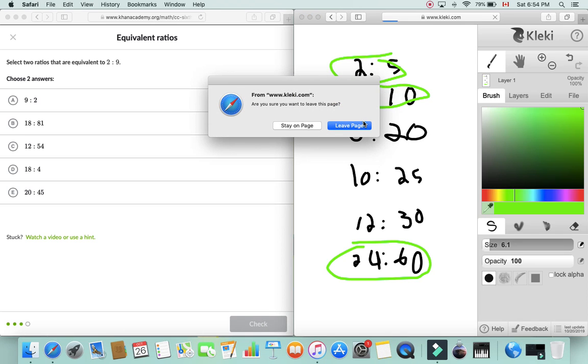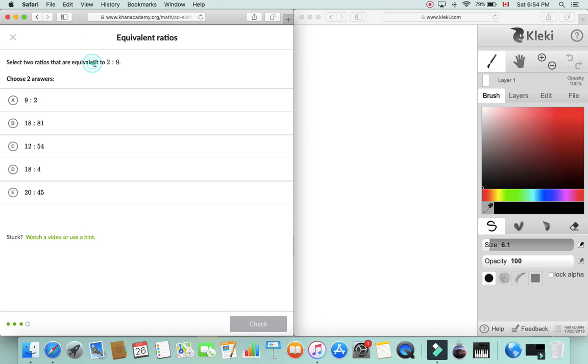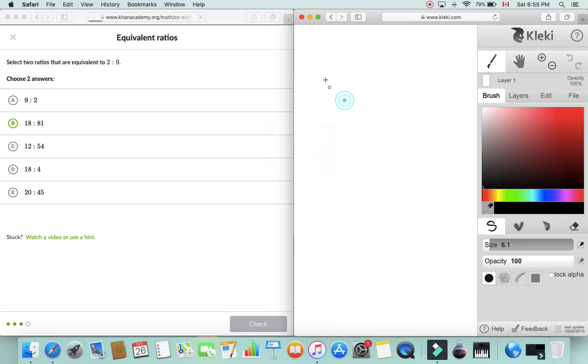Alright. Select 2 ratios that are equivalent to 2 to 9. Equivalent to 2 to 9. You get it? Select 2 ratios that are equivalent to 2 to 9.